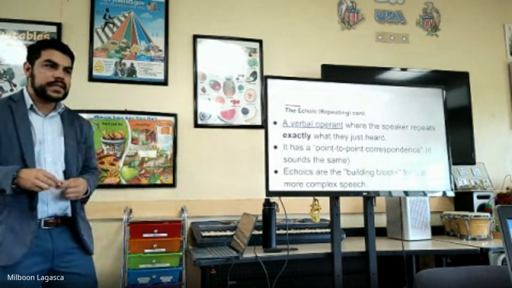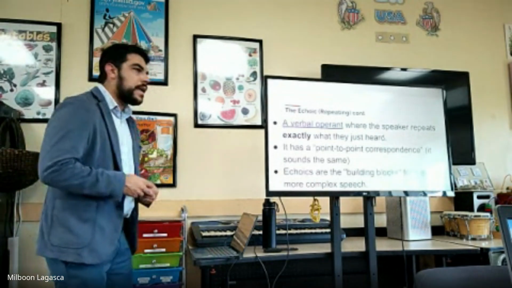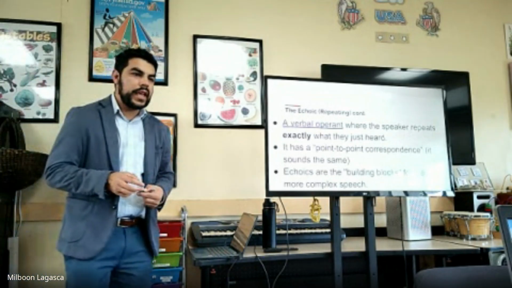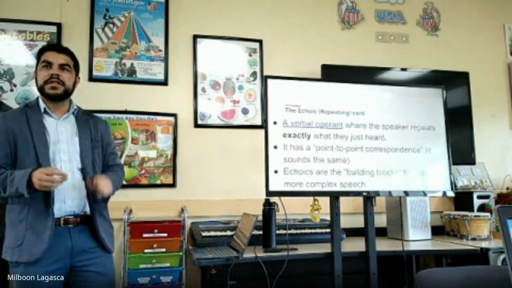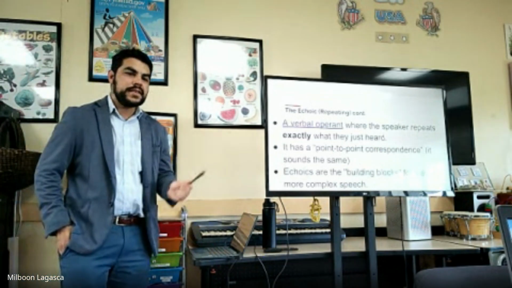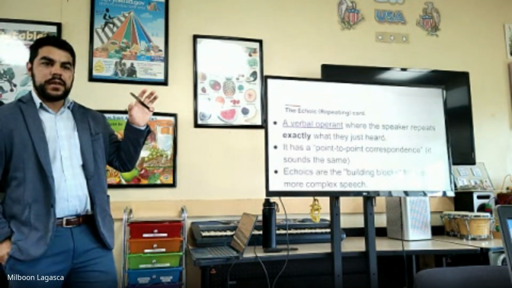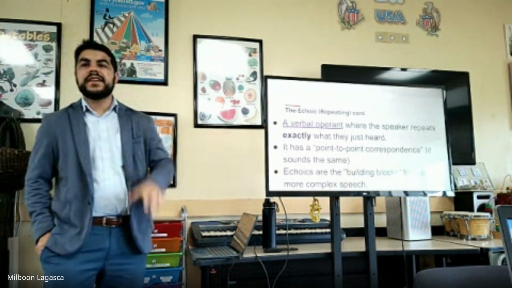Now we can discuss the echoic. This is our third verbal operant. And this has the antecedent of a verbal stimulus, and the response has a one-to-one correspondence with the antecedent. That is all to say that the verbal behavior that precedes the response is the exact same.